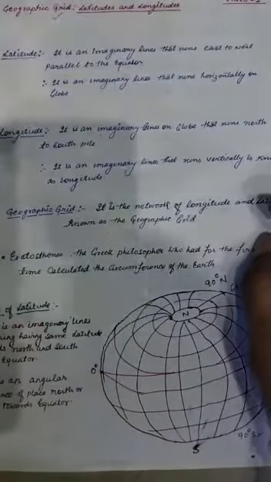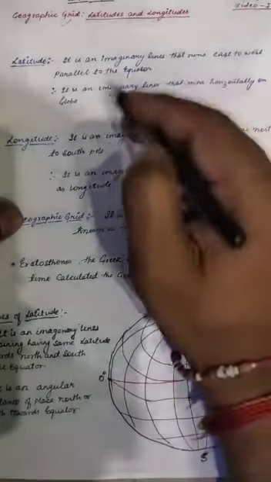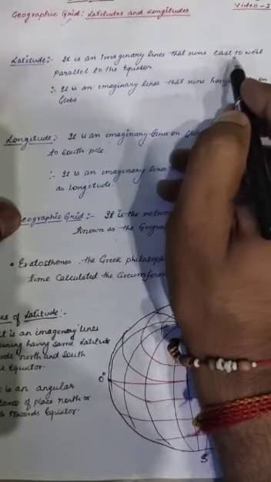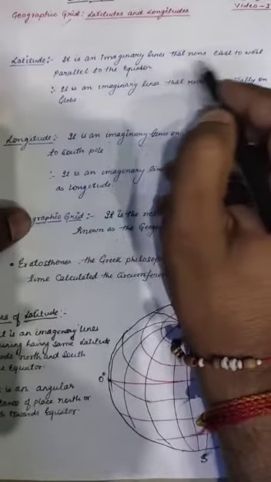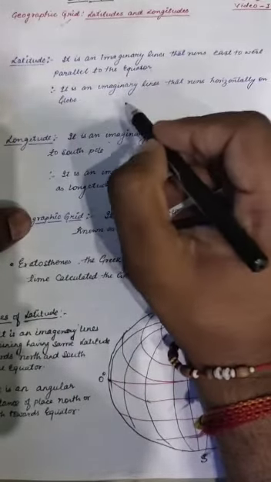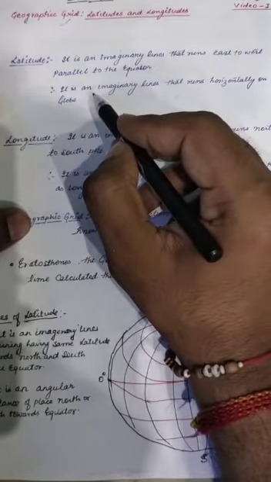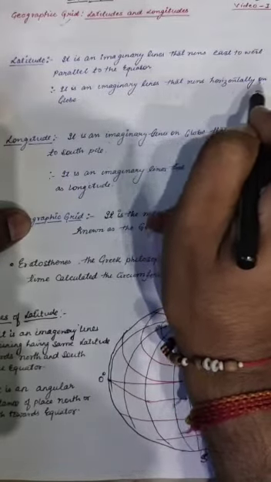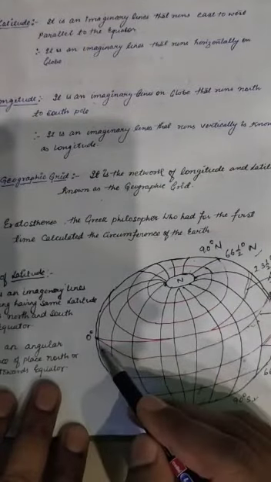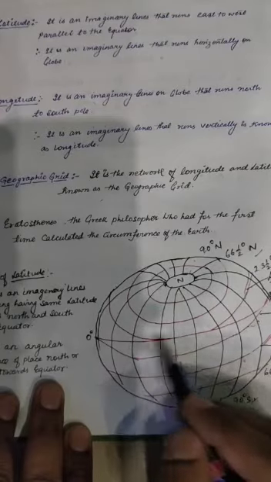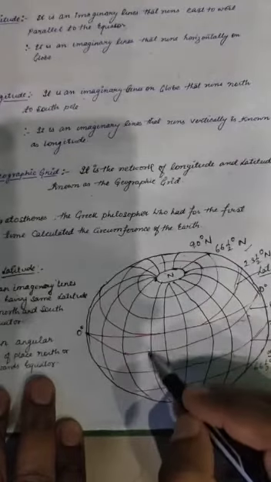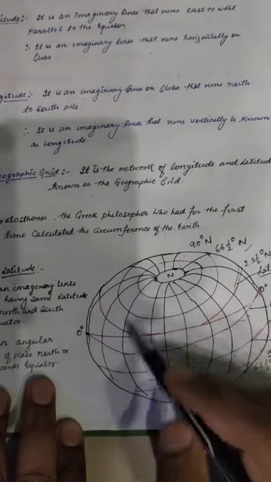So let's start with latitudes. Latitude is an imaginary line that runs east to west, or parallel to the equator. In another word, you can say it is an imaginary line that runs horizontally on the globe. Here is a globe. You can see here in red color, lines run horizontally on the globe, and all lines are parallel to each other.